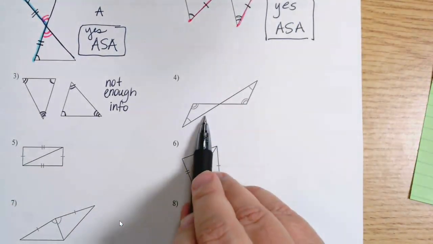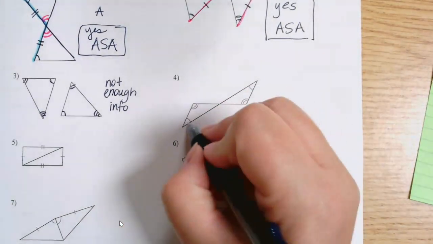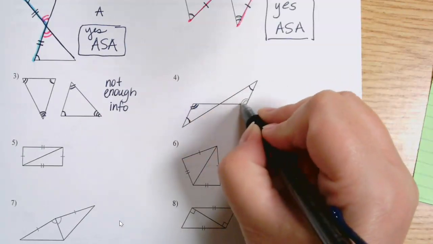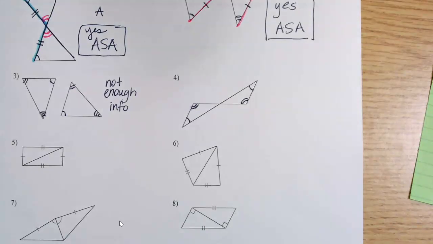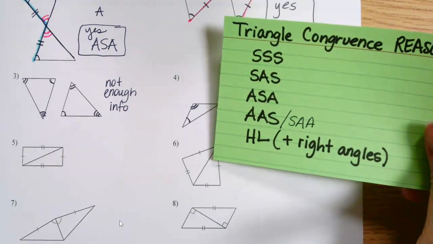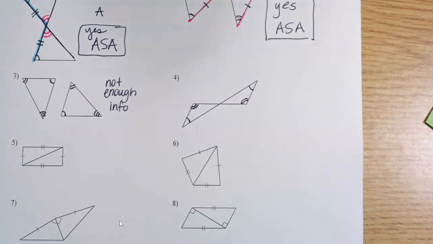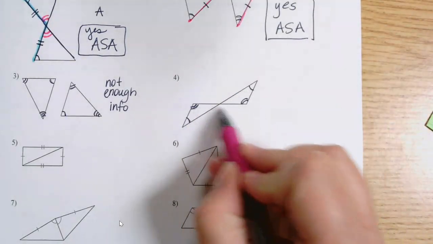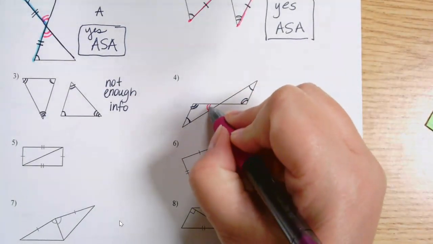All right, over here, number 4, I've got a pair of angles. I've got another pair of angles. Okay, that's 2 pairs of angles. That's 2 pieces of information. Remember, we need 3 pieces of information for each of these. So then the question becomes, is there anything happening here that I already know is true, even though it's not marked? And yes, you've got intersecting lines, so you've got vertical angles.